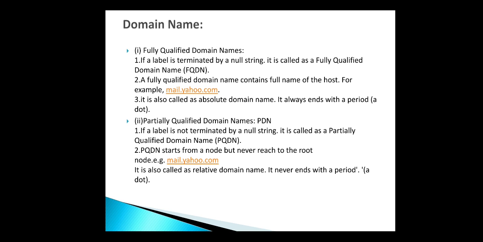Partially qualified name: if the label is not terminated by a null string or dot, it is called a partially qualified name. A partially qualified name starts from a node but never reaches the root node, that is, mail.yahoo. It is also called a relative domain name and it never ends with a period, meaning a dot.